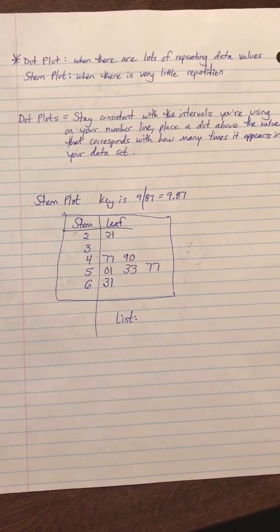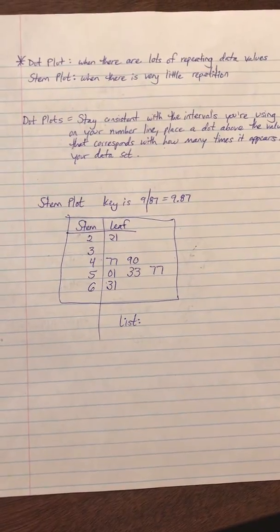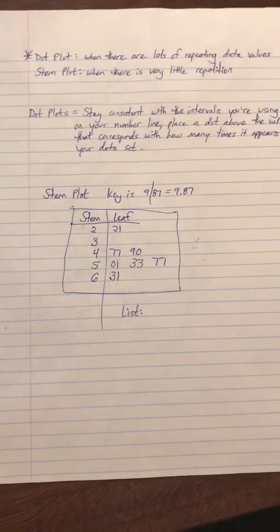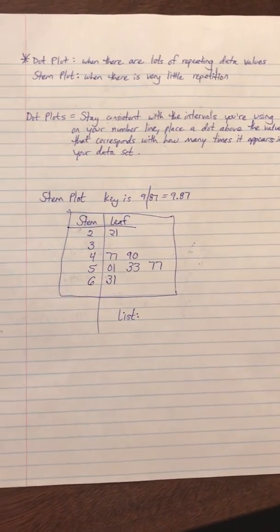For a stem plot, it says there's very little repetition. So if all the numbers are different or there's some that are repeating but not very many, then you might want to go with the stem plot.